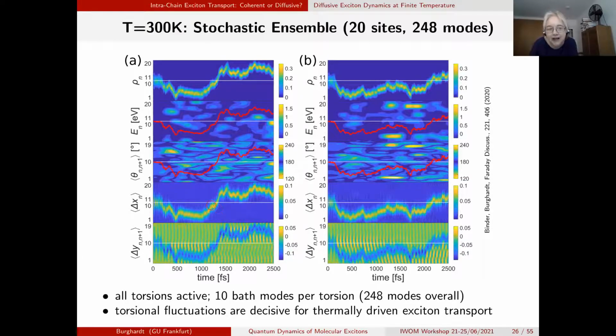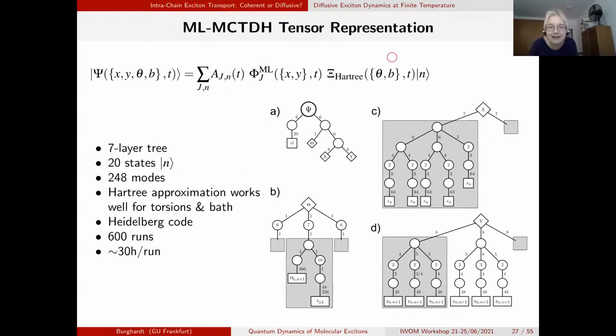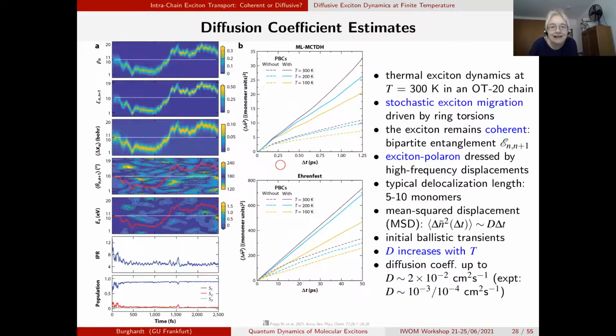And we also see that the high frequency modes just follow the exciton. And so this is the technical setup. This is the multi-layer tree that we're using. And now we're using this to compute diffusion coefficients.